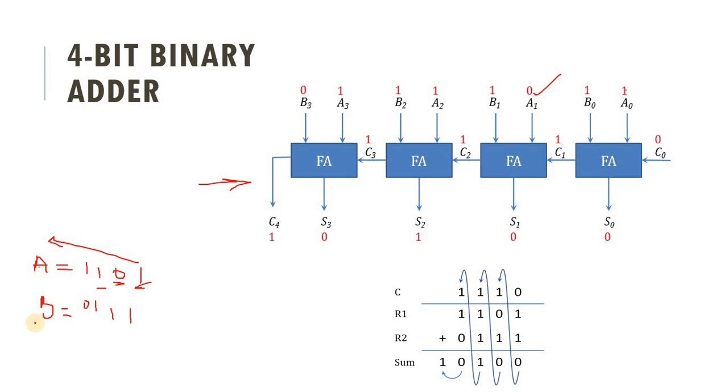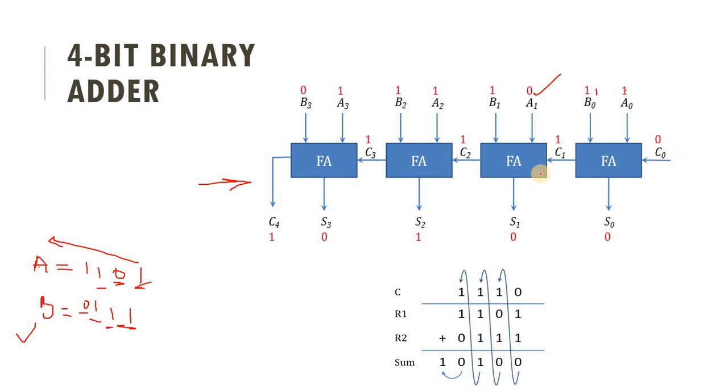Same as we are giving the input of register B. The first bit of register B is 1, so B0 equals 1. Then the second bit of register B is 1, so B1 equals 1. The third bit is also 1, so B2 equals 1, and the fourth bit is 0, so B3 equals 0. Okay, so this is how we are giving the inputs to the full adders.